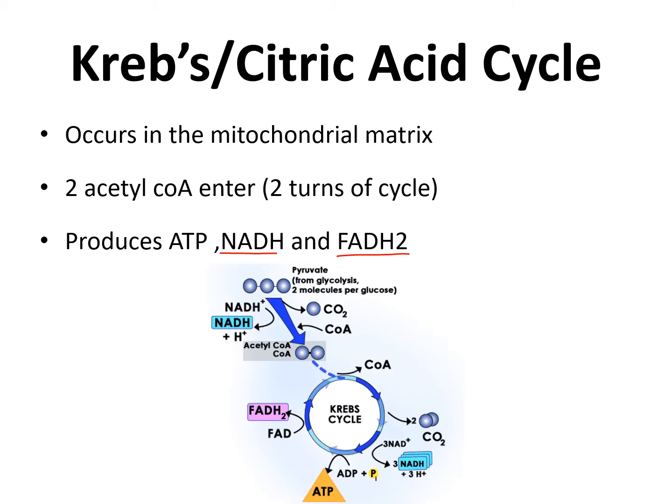And this is an example of that process. So the pyruvate, remember, is converted into acetyl-CoA so it can enter into the mitochondria. It goes through the Krebs cycle, and in doing so, carbon dioxide is released as a waste product, ATP is produced, and the electron carriers, NADH and FADH2, are also produced.